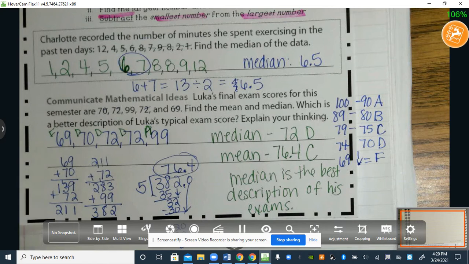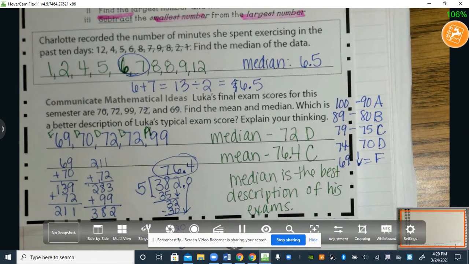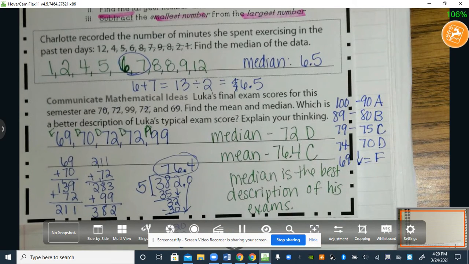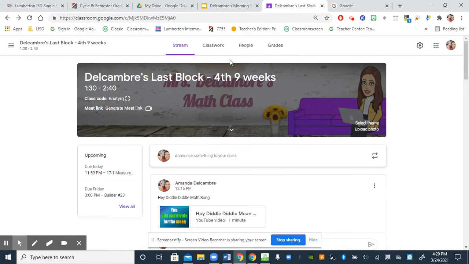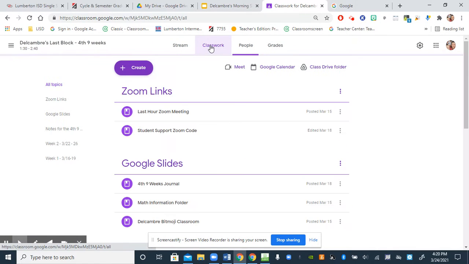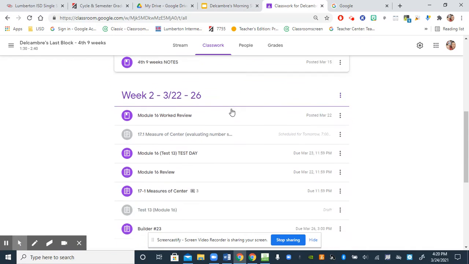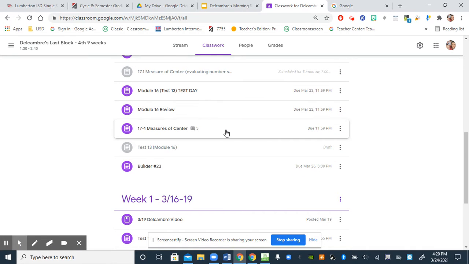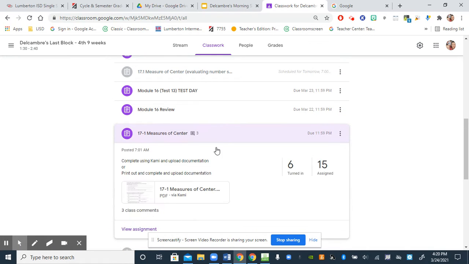Okay, so that does it for my notes. Tomorrow we're going to be doing more notes, but we're going to be collecting data and analyzing it. All right, your homework tonight is on your Google Classroom. It's 17.1, measures of the center.